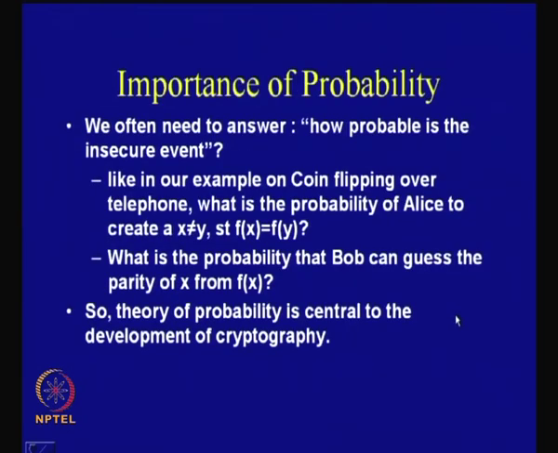Now, as we have been discussing, if you remember in our first class, we were trying to answer questions of this nature, like how probable is the insecure event. Remember that in our example on coin flipping over telephone, the question was: what is the probability of Alice creating an x not equal to y such that f(x) and f(y) are the same? That is, whether Alice is able to choose two different x and y values such that the outcomes, denoted by f(x) and f(y), are the same.